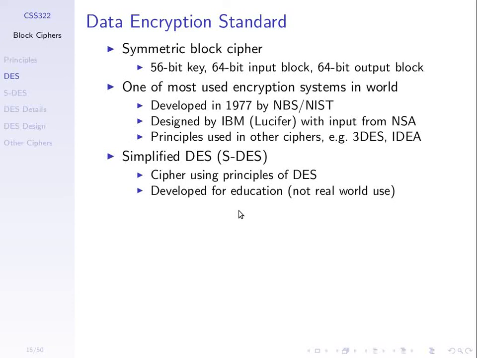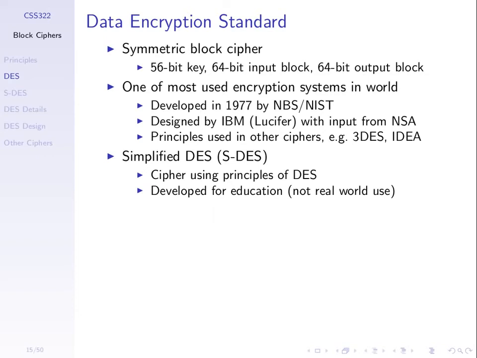A symmetric block cipher that takes 64 bits of plain text input and produces 64 bits of ciphertext as output. So it encrypts 64 bits at a time. It uses a 64-bit key as input, but in fact only 56 of those 64 bits of key are actually used in the encryption. The other 8 bits are a parity check.